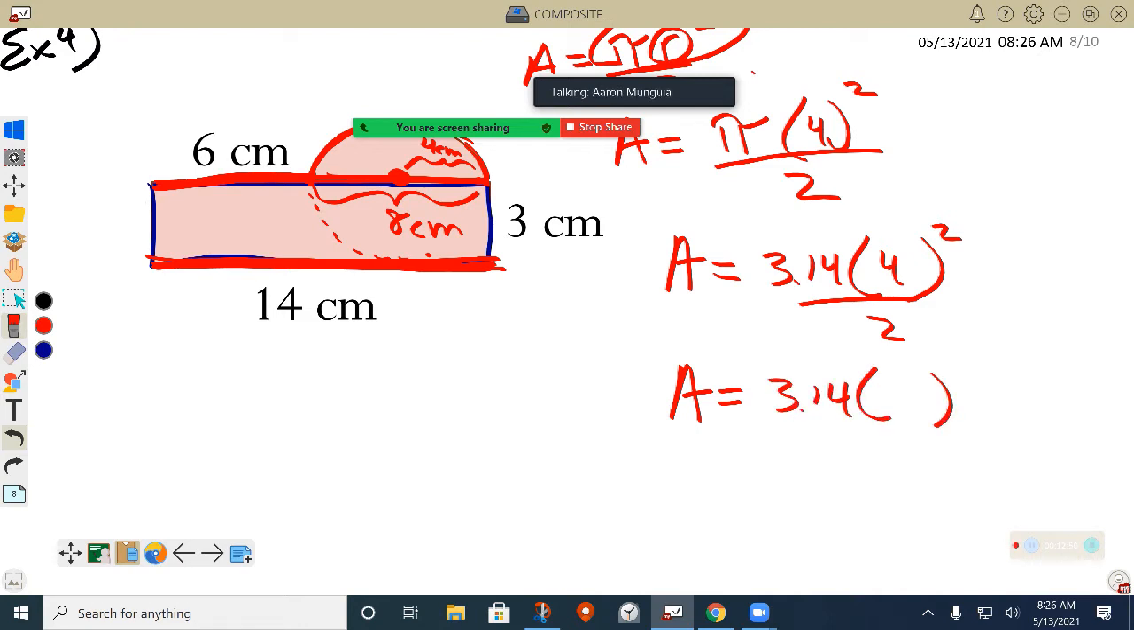3.14 times 4 to the second power is really 4 times 4. Be careful, don't think this is 4 times 2. That's 4 times itself. That's 16 divided by 2.